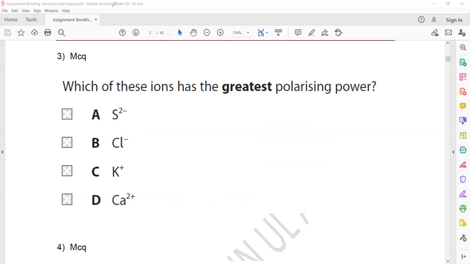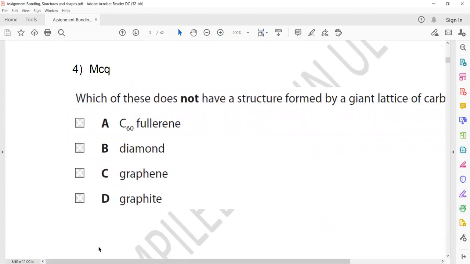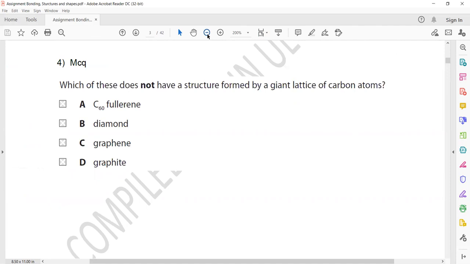Moving on to the next question. Which of these does not have a structure formed by a giant lattice? In a giant lattice, we have an infinite number of atoms. So fullerene C60 means there are 60 carbon atoms. So this is finite, meaning we have a finite number of atoms.